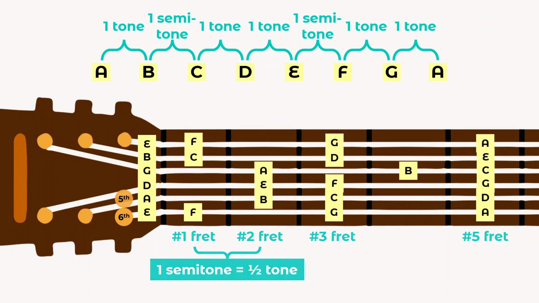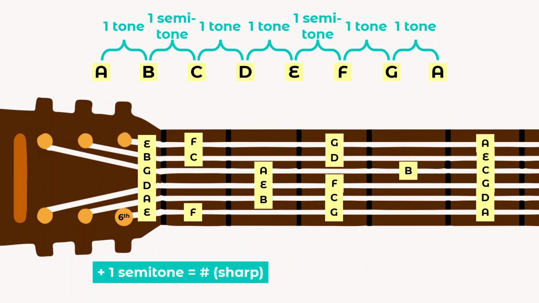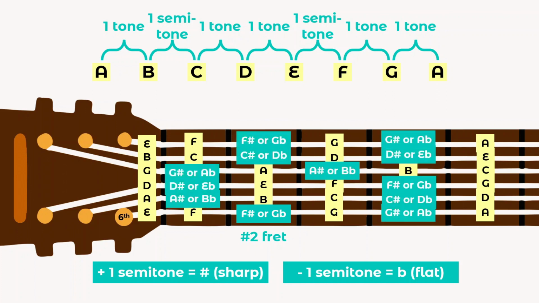Then what's in between these notes? Unless it already has a name, when we raise a note one semitone, it is called a sharp. And when we lower a note one semitone, it is called a flat. So when we push the second fret of the sixth string, we can call it F sharp because it is raised one semitone from the note F, or we can call it G flat because it is lowered one semitone from the note G. It's the same for the others too.